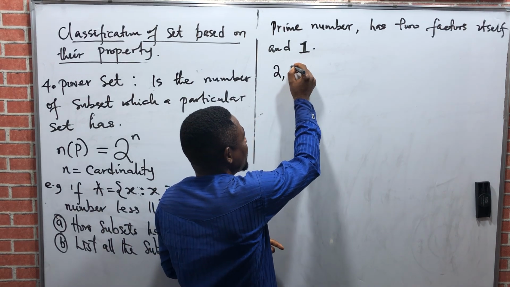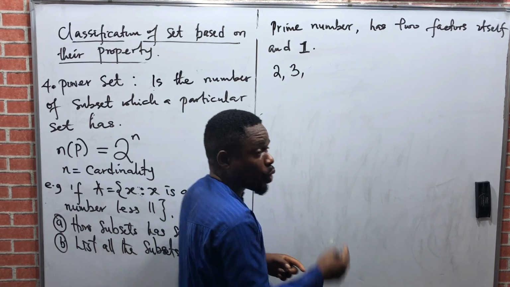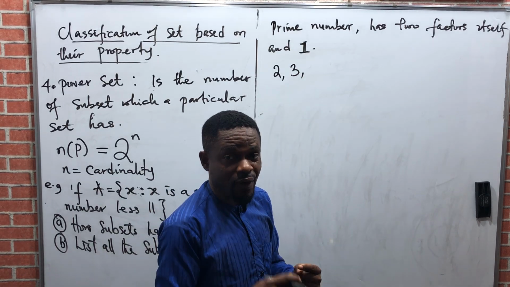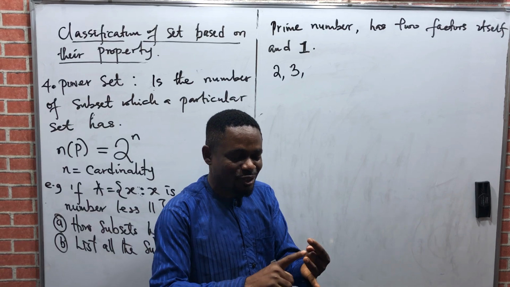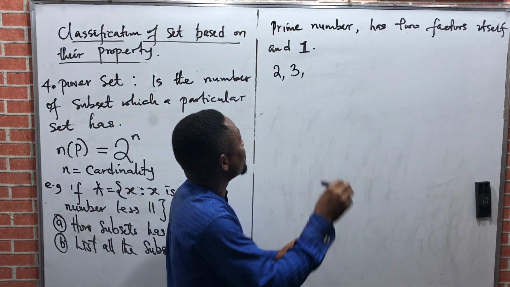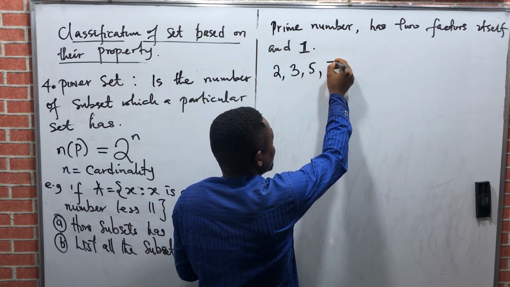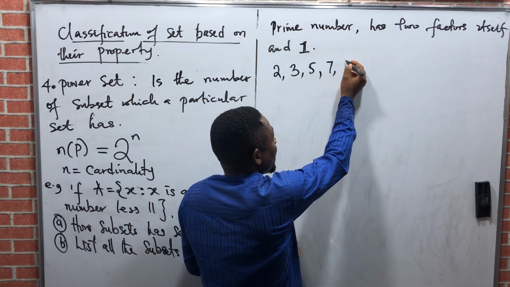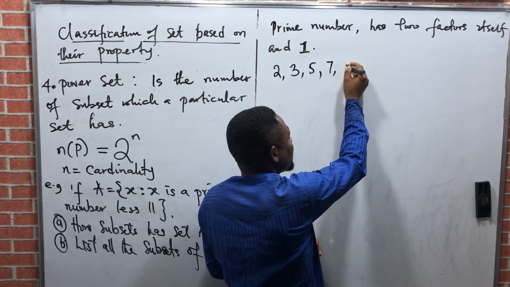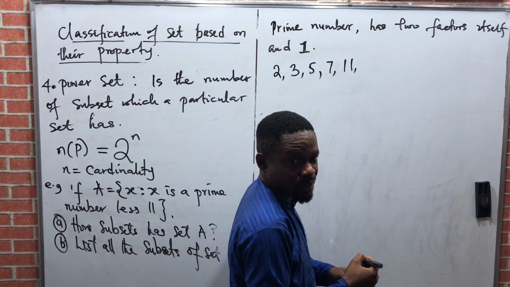Is 3 a prime number? Yes. Is 4 a prime number? No. 4 has more than 2 factors: 1 can divide, 2 can divide, and itself. Can you see it is 3 now? So 4 is not a prime number. Then 5 is a prime number. 6 is not. 7 is a prime number. 8 is not. 9 is not. 10 is not. Then 11 is a prime number.